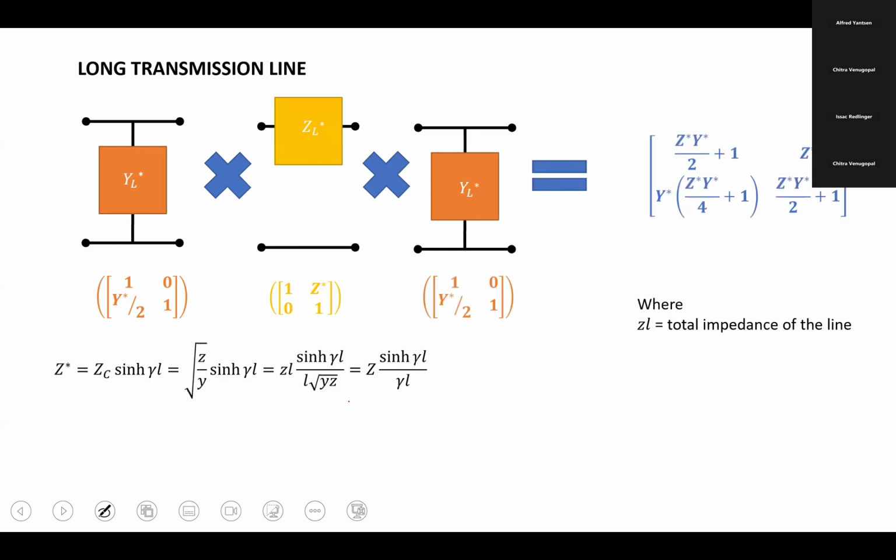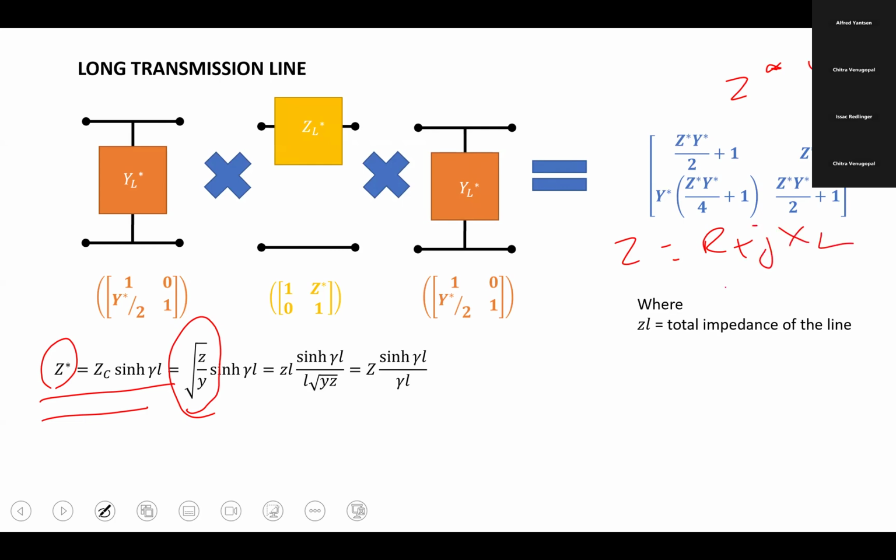So what is this conjugate? Z star, Y star indicate this value. Z star means ZC sinh gamma L, which is given by Z over Y. So what is Z? Z is given by R plus jXL. Y is given by 1 over Z. So 1 over Z, with sinh gamma L.